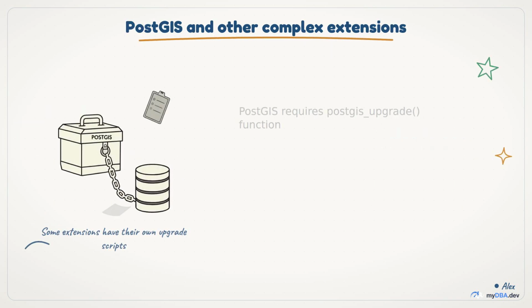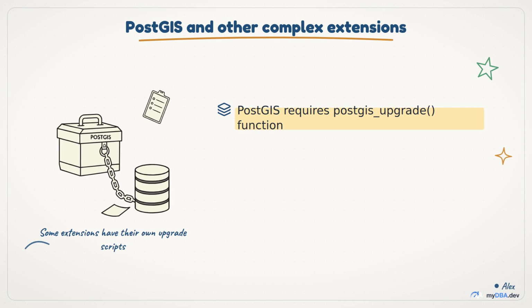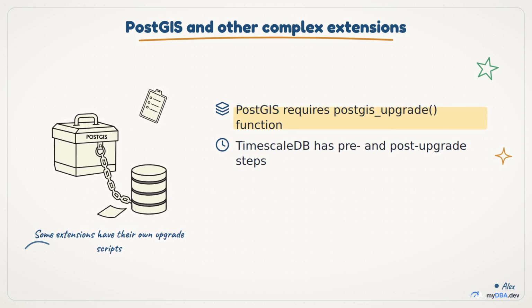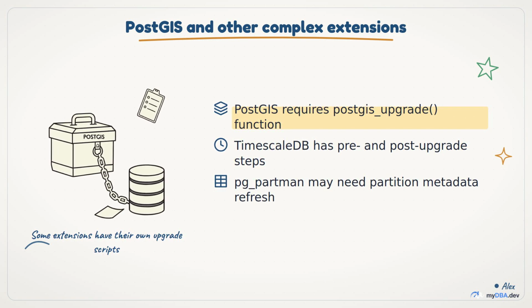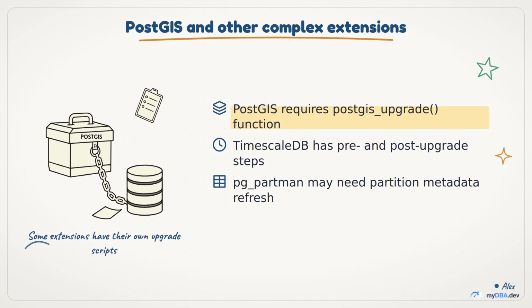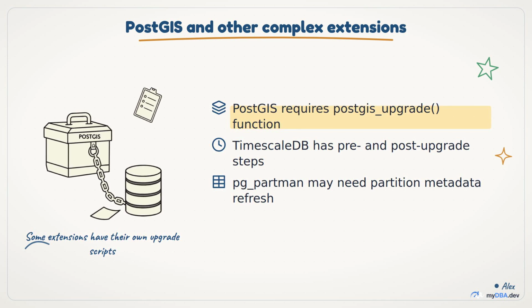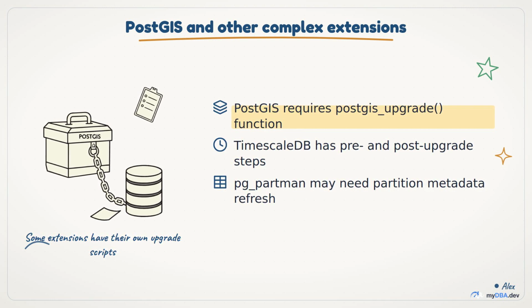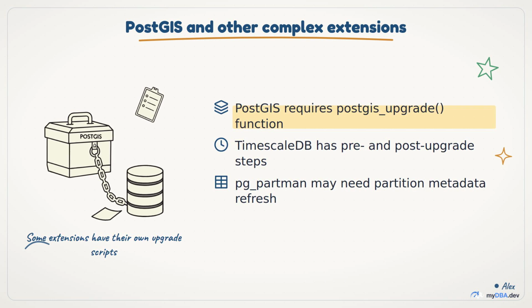Extensions like PostGIS have their own upgrade procedures. After pg_upgrade, you need to run the PostGIS upgrade function to update the PostGIS system tables and functions. TimescaleDB has specific pre- and post-upgrade steps documented in their upgrade guide. pg_partman might need you to refresh partition metadata if the catalog OIDs changed.